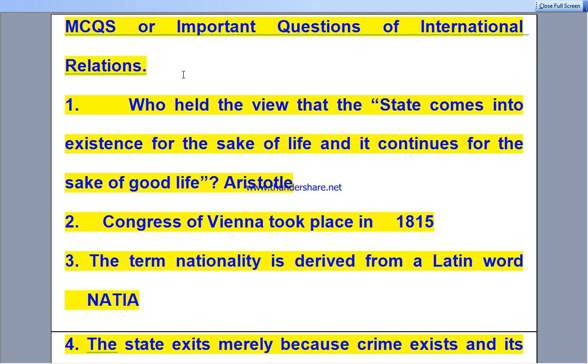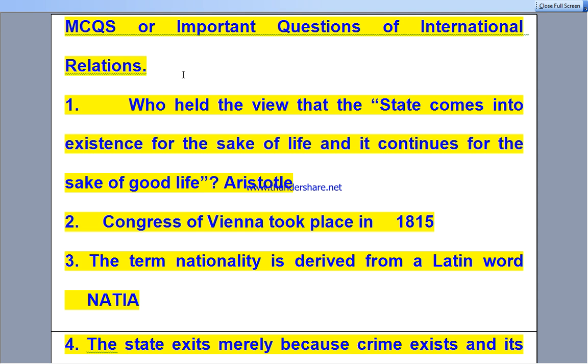Who held the view that state comes into existence for the sake of life and it continues for the sake of good life? And its answer is Aristotle. He was a Greek political philosopher.